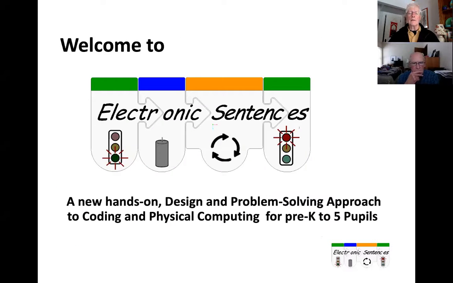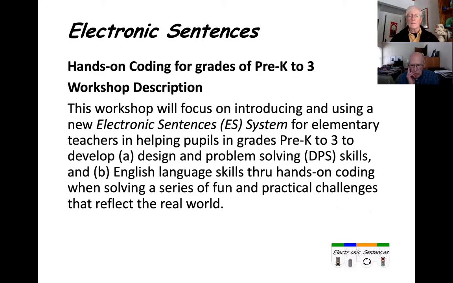Okay, electronic sentences. So what they are: tiles that children use. This is for pre-K or kindergarten through, I'd say, third or fourth grade. They can use these tiles to write sentences that will actually control devices. It combines design and control, problem solving, coding, physical computing, and language development as well. So it's designing and problem solving, English language skills through coding and challenging activities that reflect the real world.